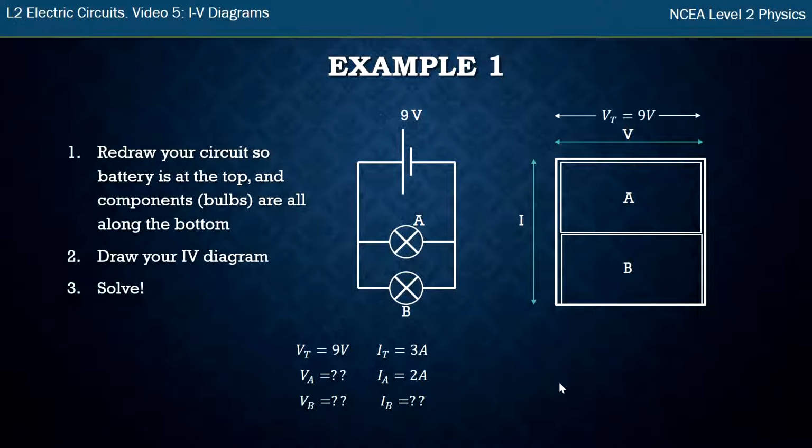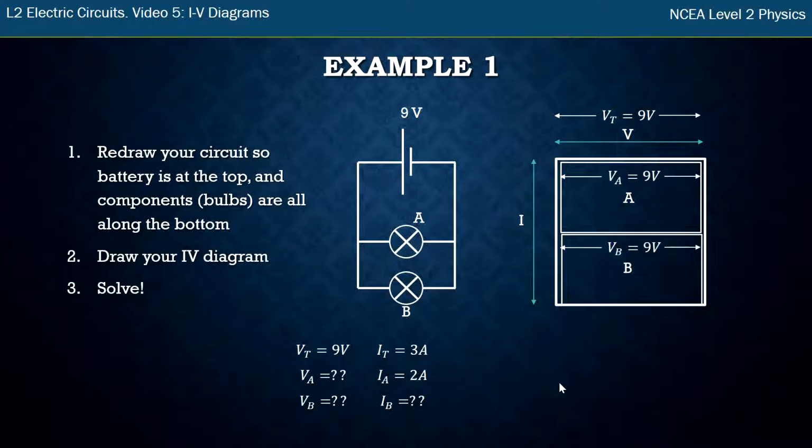Let's start with voltage. The width of the boxes is voltage, and obviously the height's going to be current. The total voltage is the total width of the whole diagram, so that's 9 volts, easy peasy. Now if you look at A, you see that box A has the same width as the total, so A has the same voltage. It has 9 volts. And hopefully you notice that B also has that same width, so it is also 9 volts. Now we know those values. Let's deal with current.